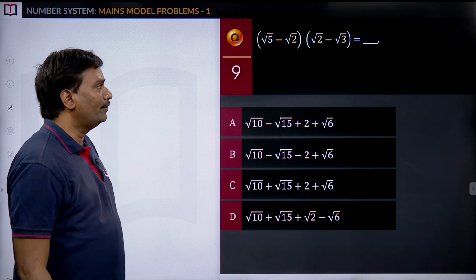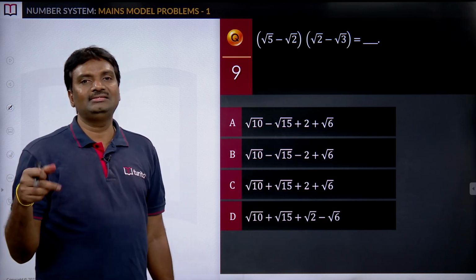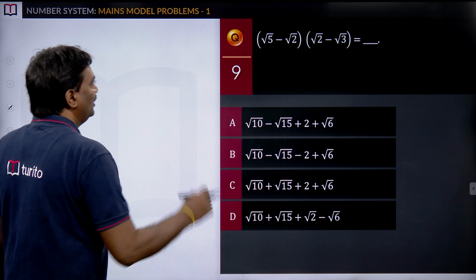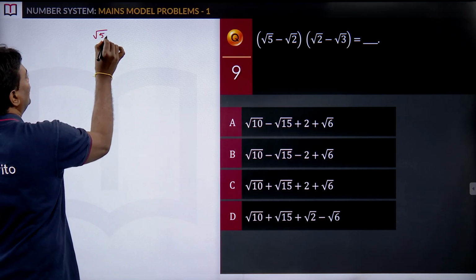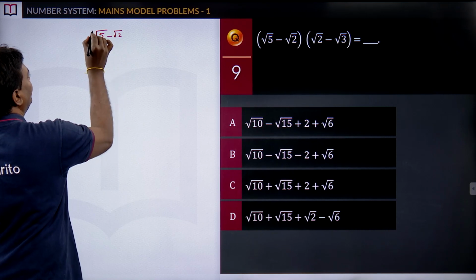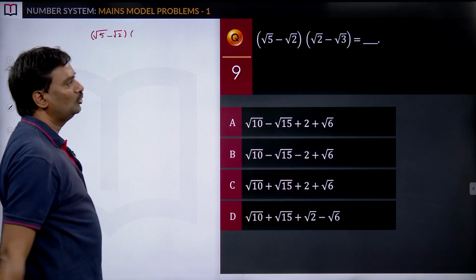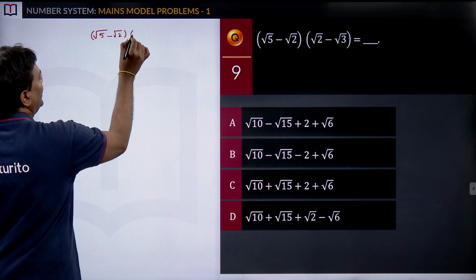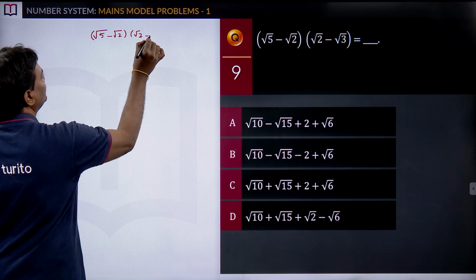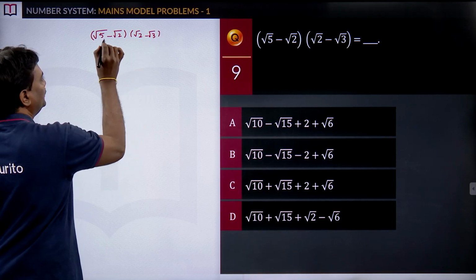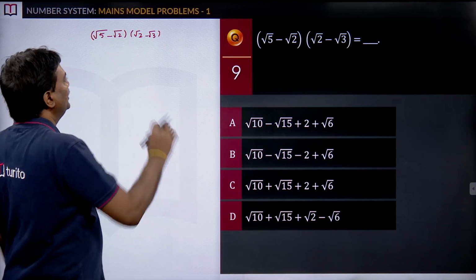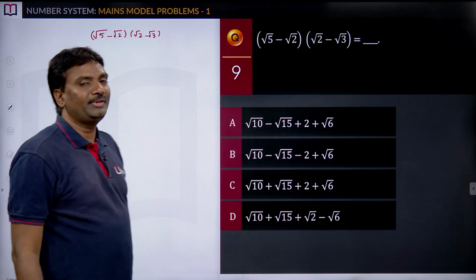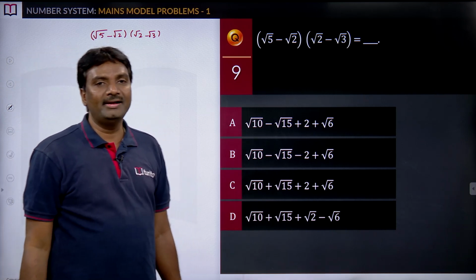Next, take root 5 minus root 2, multiply by root 2 minus root 3, write similar terms at one place and simplify. So, (root 5 minus root 2) into (root 2 minus root 3). Take root 5 and multiply with root 2 and root 3. Next, take minus root 2 and multiply with root 2 and minus root 3.